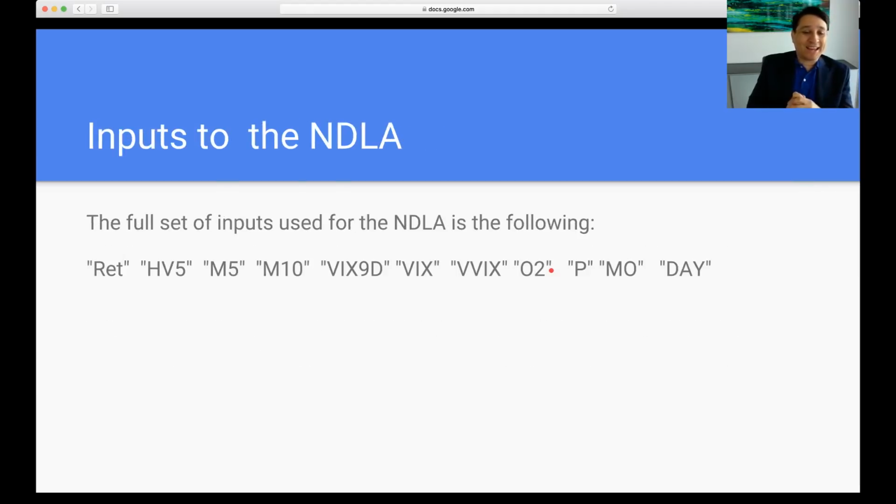Okay, this is a question that I get all the time: what are the inputs to the NDLA? The inputs, as you can see, are the return, which is the daily log return from yesterday to today. Then the HV5, in other words the realized volatility for the past 5 sessions. So we have a 5-session volatility window, which involves the most recent action in the market.